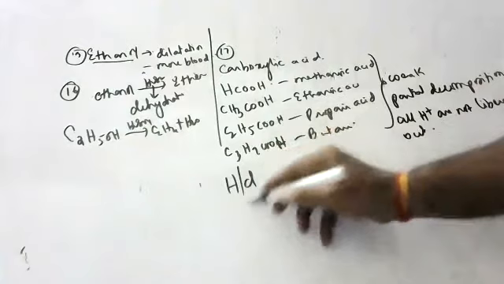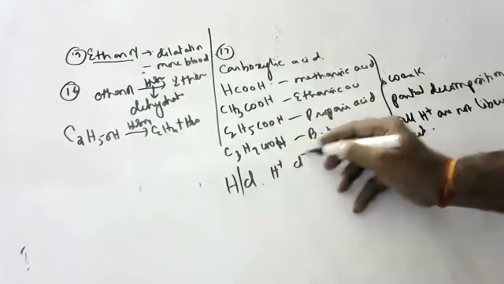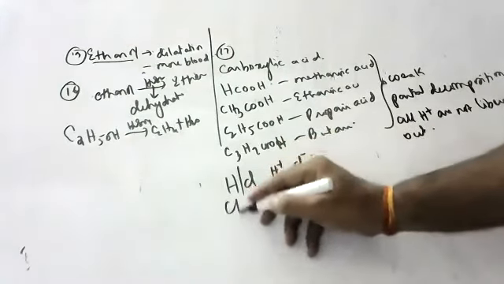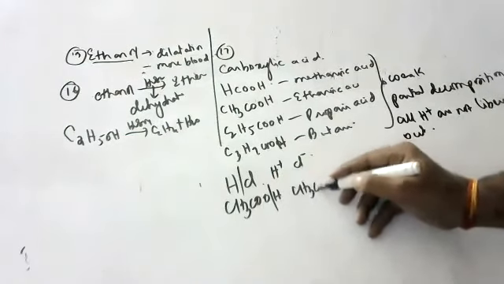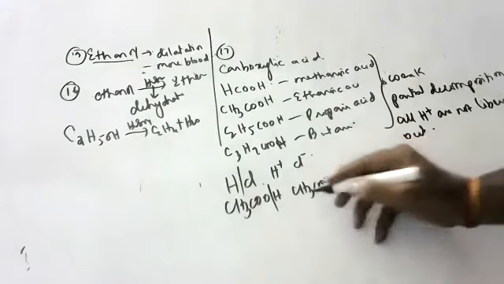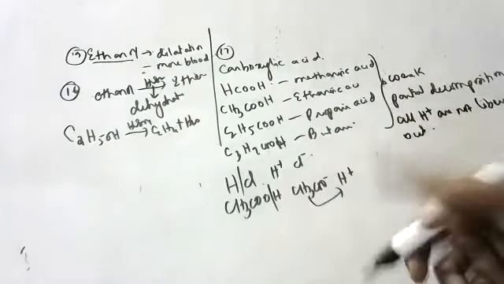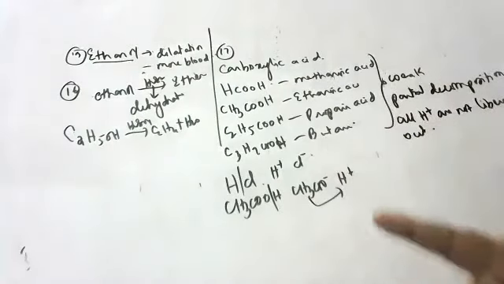When you pass current, HCl compulsorily decomposes into H plus and Cl minus. Whereas CH3COOH, when you pass current, becomes CH3COO minus and H plus. This means all hydrogens are not coming. When all hydrogens are not coming, it will act as a weak acid.